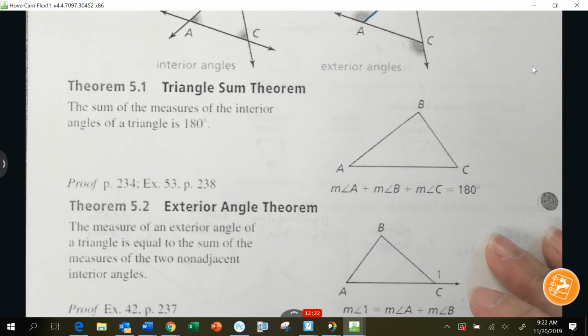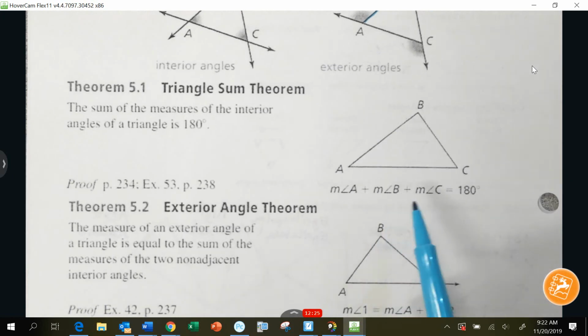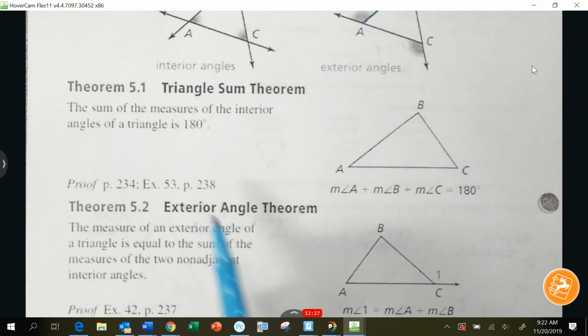Triangle sum theorem, you should already know this. If you add up all the angles, it equals 180 degrees. There is a proof for this. We're not doing the proof today.